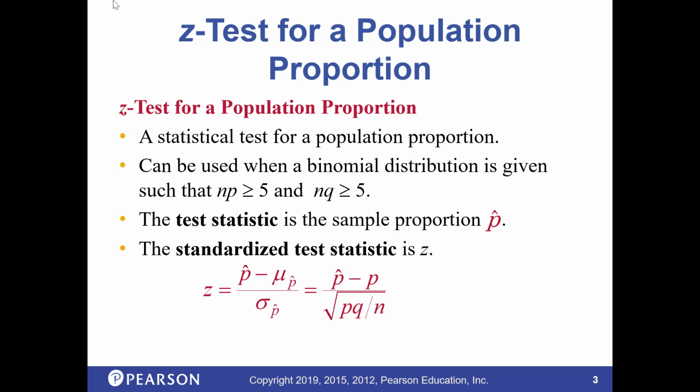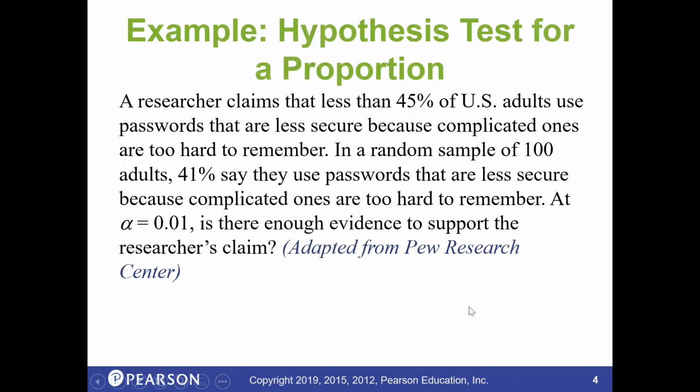All right, tell me when you guys are done writing it down, or I'll look around to see, and then we'll go on. Okay, let's go for it. An example here. A researcher claims that less than 45% of US adults use passwords that are less secure because complicated ones are too hard to remember. A random sample of 100 adults, 41 say they use passwords that are less secure because complicated ones are too hard to remember. Alpha is equal to 0.01. Is there enough evidence to support the researcher's claim?